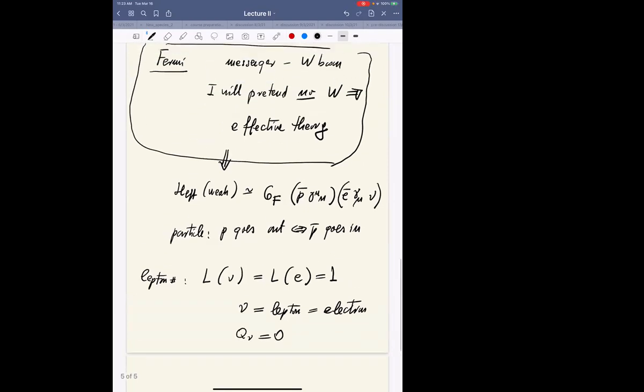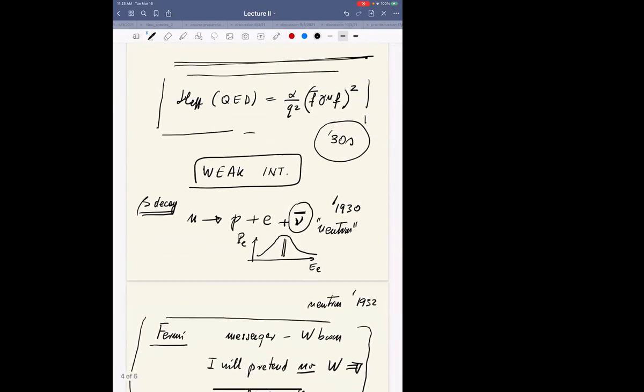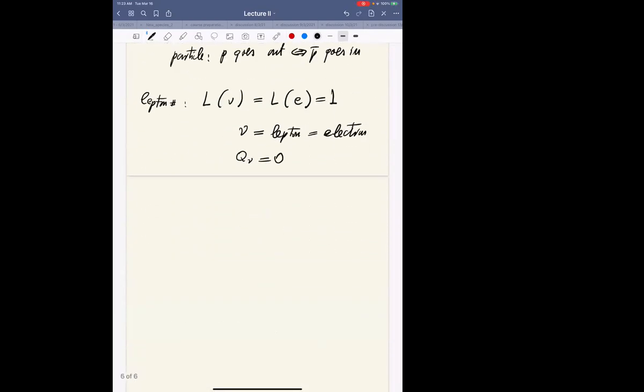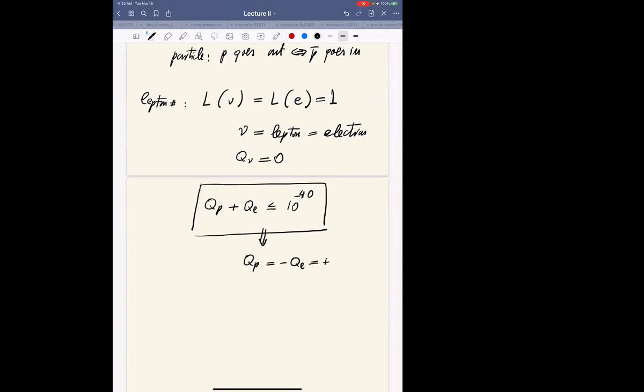And by the way, the charge of the neutrino is 0 because the charge of the proton plus the charge of the electron is less than about 10 to the minus 40. This is an extraordinary thing that emerges from the neutrality of our universe, which you and I will read as Q proton is actually minus Q electron, which will be +1 for us.